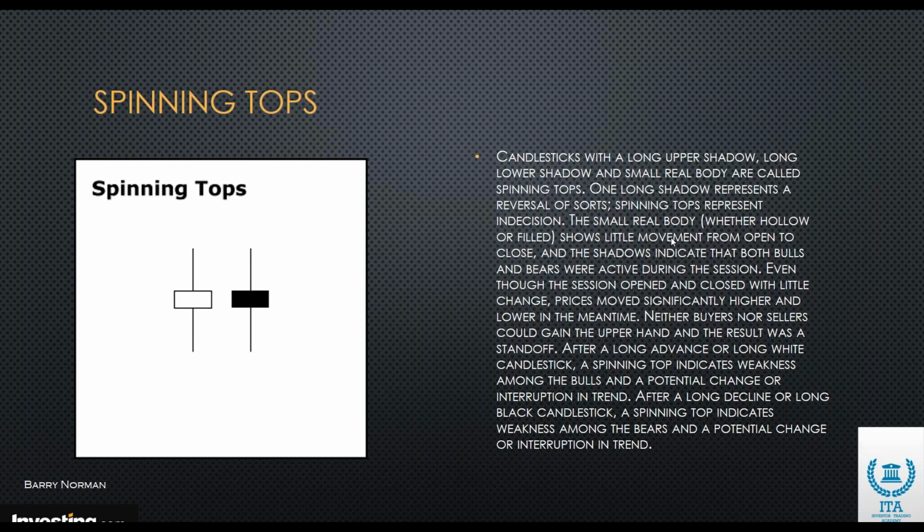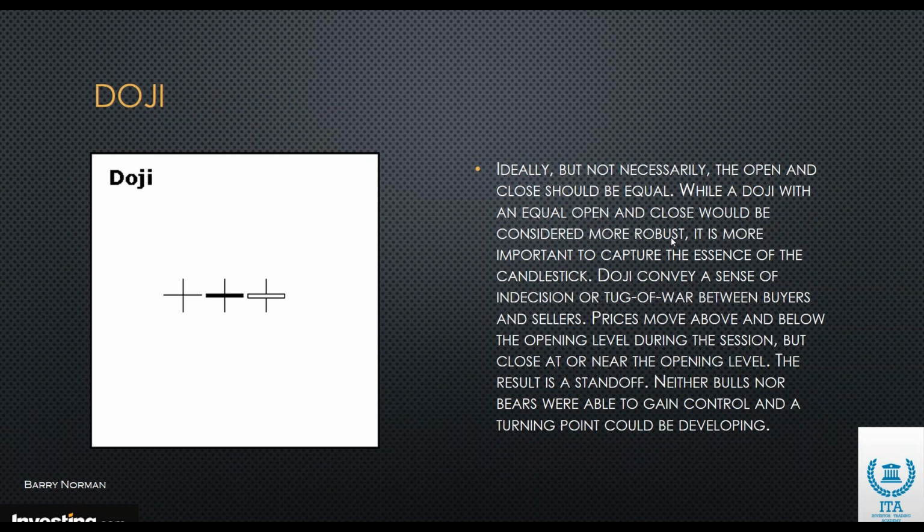Then we have spinning tops. Spinning tops have a long upper shadow and a long lower shadow, but really a very small body. That's why they're called spinning tops. They look like spinning tops. They represent indecisiveness in the market and a potential change or an interruption to a trend. But you can't look at them without looking at where they sit in a trend, where they sit relative to the previous candle, and where they sit relative to the next candle. But it forewarned you.